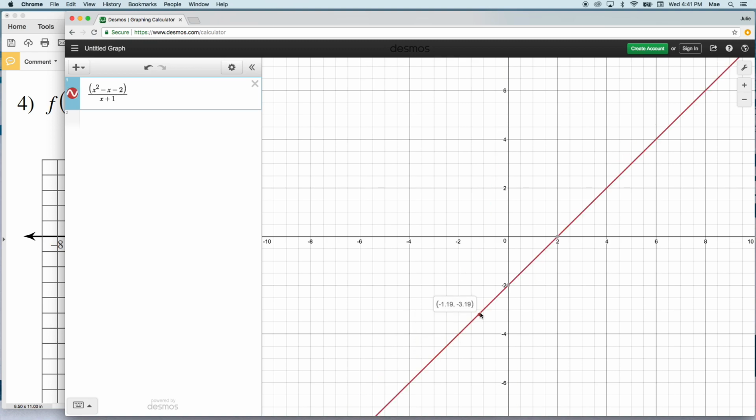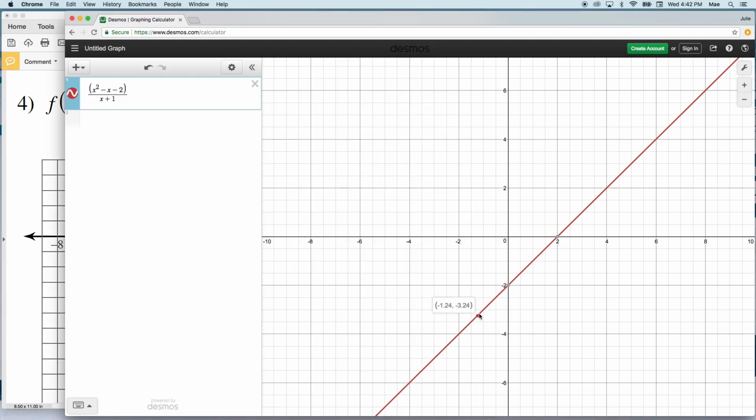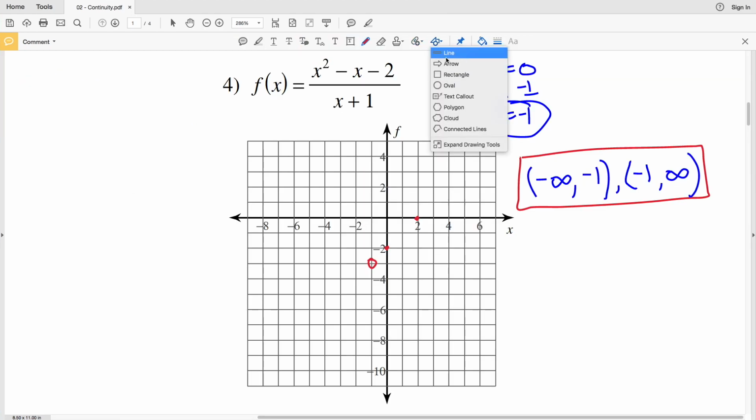So you can see that we have a line that intersects the y-axis at 0, negative 2, and intersects the x-axis at 2, 0, but at negative 1, our function is undefined. So quickly, I'll plot 0, negative 2, and 2, 0, and our point of discontinuity was at negative 1, but as x approaches negative 1, f of x appears to be approaching negative 3. So at the point negative 1, negative 3, we will have an open circle to show that point of discontinuity. Now I'll draw my line.